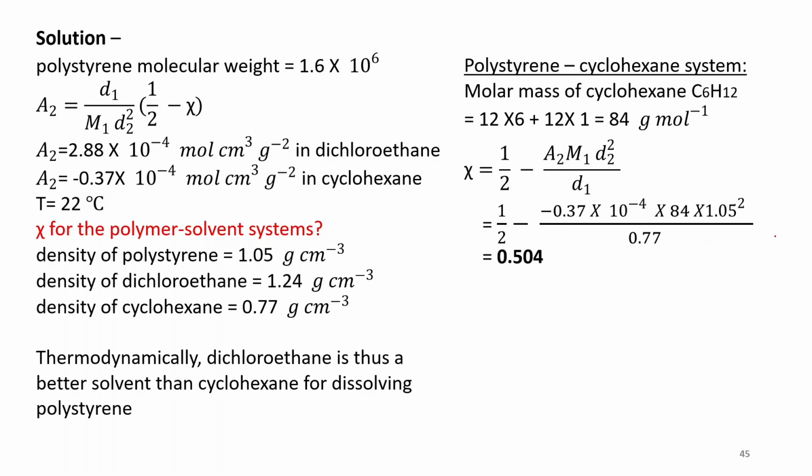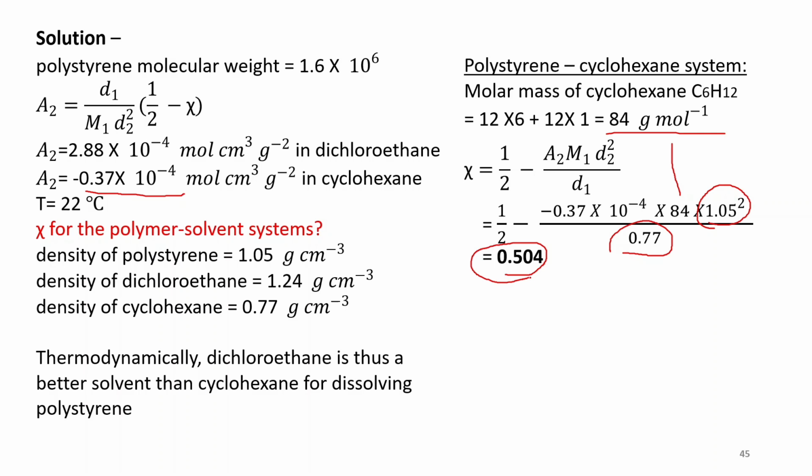Same we will do for the polystyrene and cyclohexane solution. The chemical formula of cyclohexane is C6H12. So 12 into 6 plus 12 into 1 gives 84 as its molar mass, and we can put 1 by 2 minus A2, which for cyclohexane is minus 0.37 into 10 to the power minus 4, multiplied by its molar mass, 84, and then multiplied by the density of polystyrene, 1.05 squared, and then divided by the density of cyclohexane, which is 0.77. So we get 0.504 as the value of chi in the case of the polystyrene cyclohexane system.